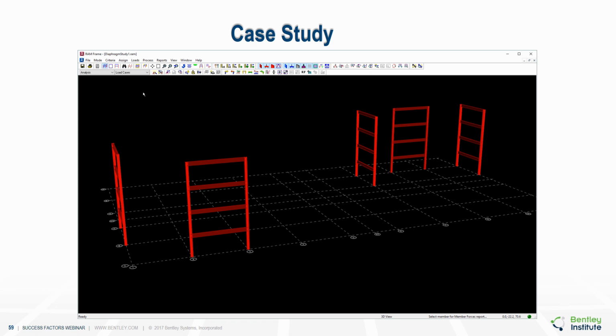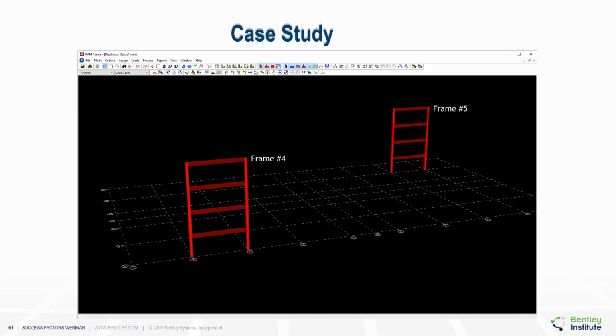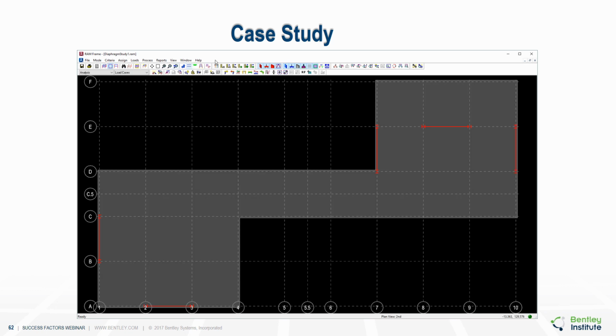And then 2 frames in the X direction. We'll be looking at the results for these individual frames, and so it's important to note the numbering. We've got frames 1 through 3 in the Y direction, and frames 4 and 5 in the X direction. And this is the shape of the floor with the location of the frames clearly indicated.